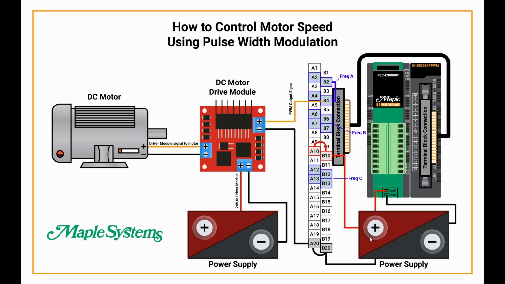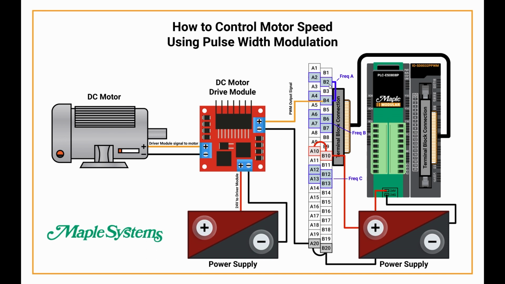Now that same power supply that's supplying 24 volts to the Maple PLC is also supplying 24 volts to the terminal block. It's going into A10 or B10 and having them both jumped, so the entire terminal block has 24 volts of power. And then 0 volts from the power supply is going into A20 and B20, which is the ground on the terminal block. Now, as you can see on the terminal block, there are 3 frequency groups, groups A, B, and C, and each have 4 channels, so that's 12 PWM channels in total, which is how many are on the PWM module.